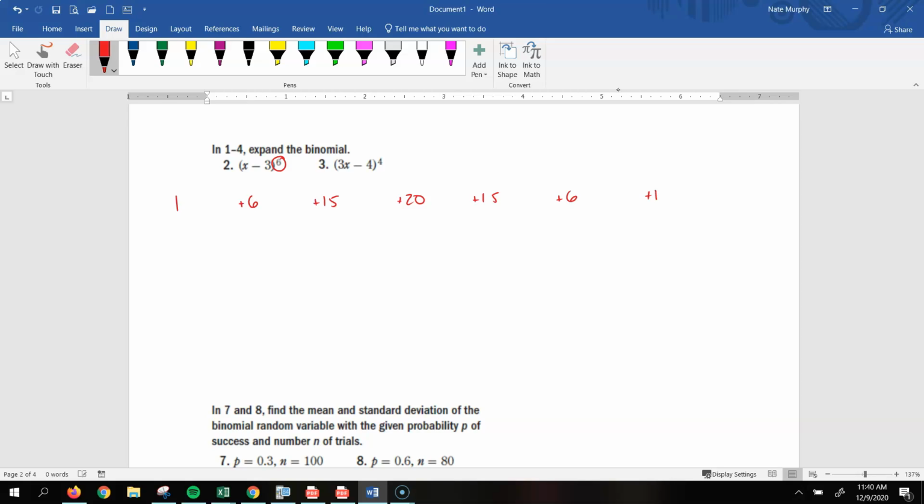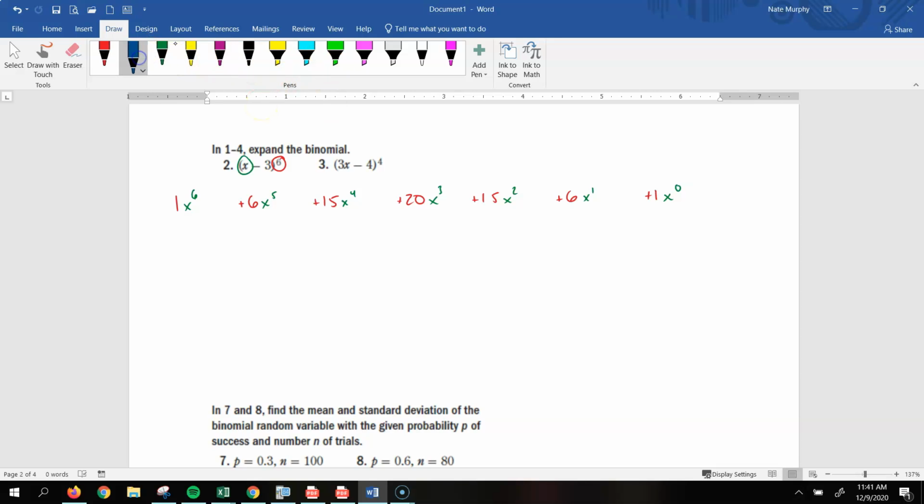So I'm going to do this in a couple different steps. So the next step is we're just going to start out with x, and we'd have x to the 6th power, and then that's going to go in descending order all the way down to x to the 0 power. So we get that from this one.